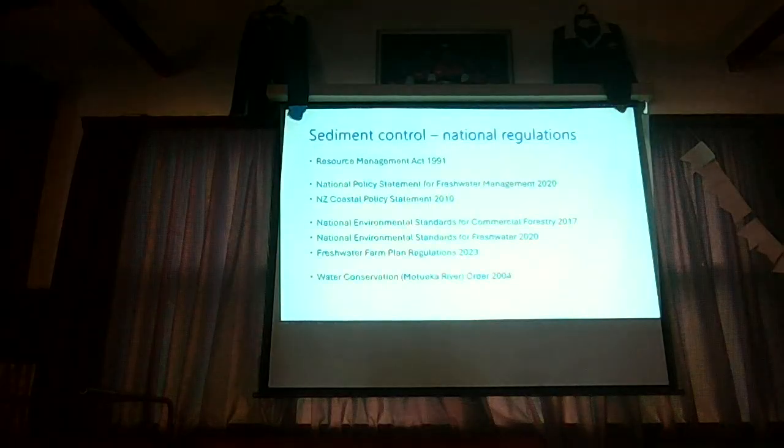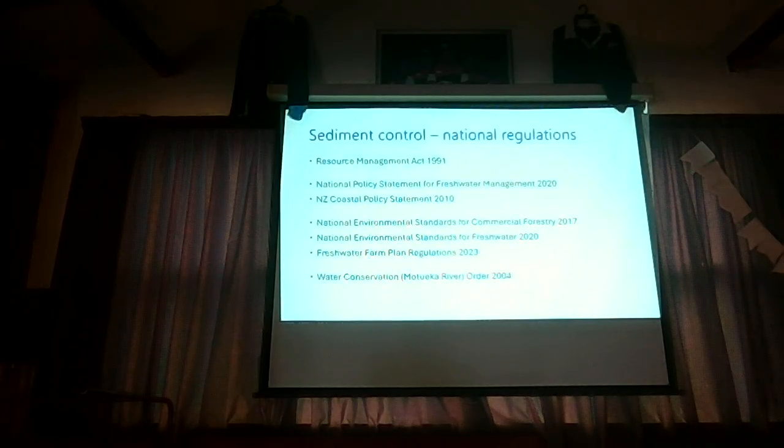So just to give a little bit of an overview of the national regulations currently, and I say currently, we have the Resource Management Act. This coalition government is promising some massive reform to that sometime later this year. But at the moment, we've got the Resource Management Act, and one of the key drivers of the purpose of the Act is safeguarding the life supporting capacity of soil.